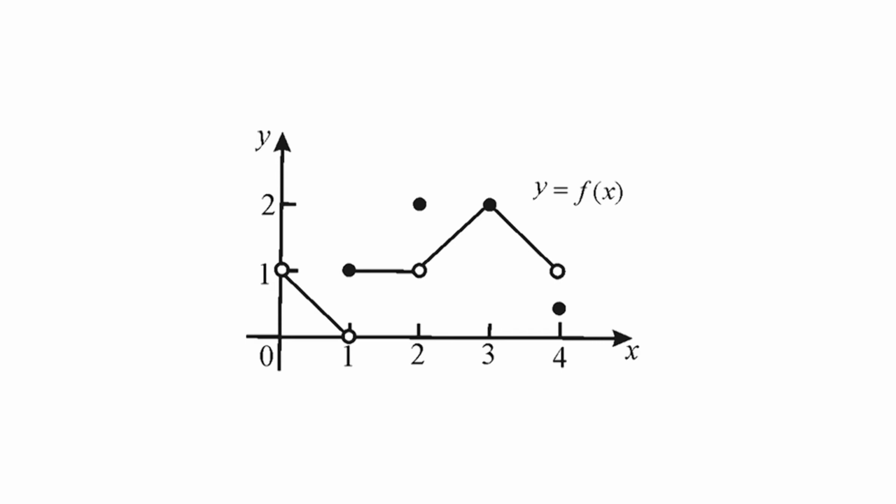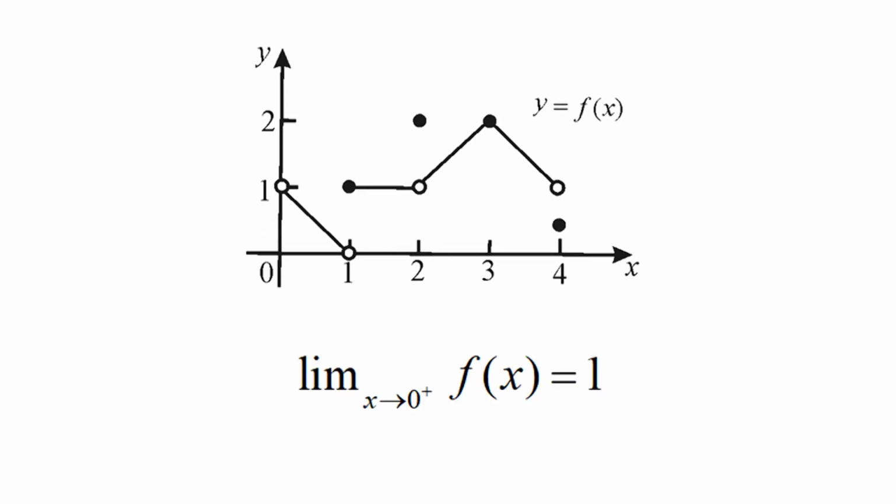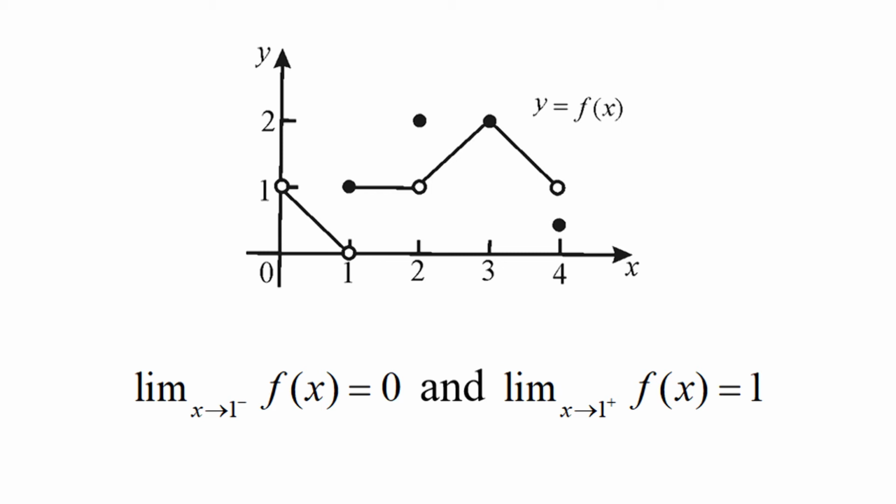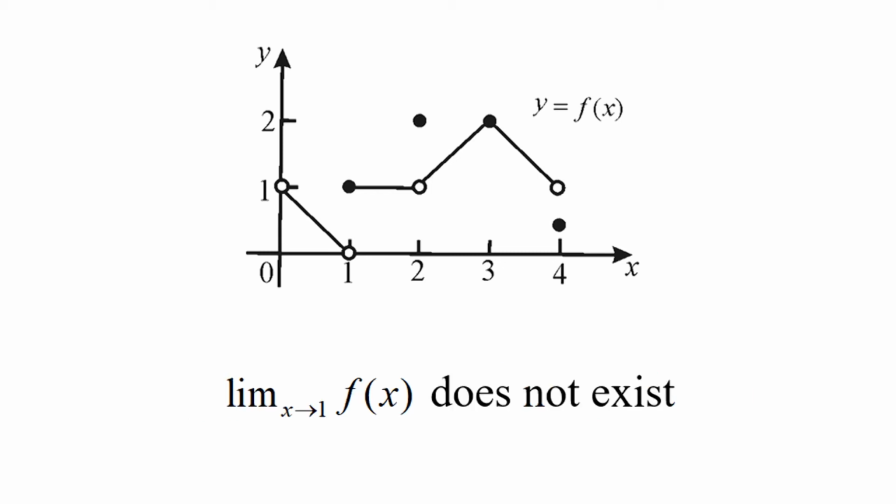Referring to the graph, it can be seen that limit of f of x as x approaches 0 from right is 1, limit of f of x as x approaches 0 from left does not exist as the function is not defined to the left of x equal to 0. Hence, limit of f of x as x approaches 0 also does not exist. We also have limit of f of x as x approaches 1 from the left is 0 and limit of f of x as x approaches 1 from the right is 1. As the right hand and left hand limits are not equal, limit of f of x as x approaches 1 does not exist.